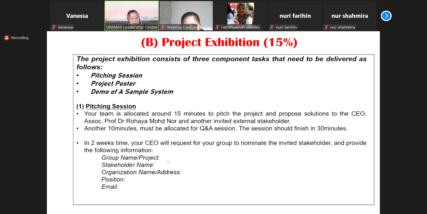It depends on your project. If your project is related to students, this is okay also. You can invite students to come in as your stakeholder, but you need a justification, and Brian needs to approve that first.